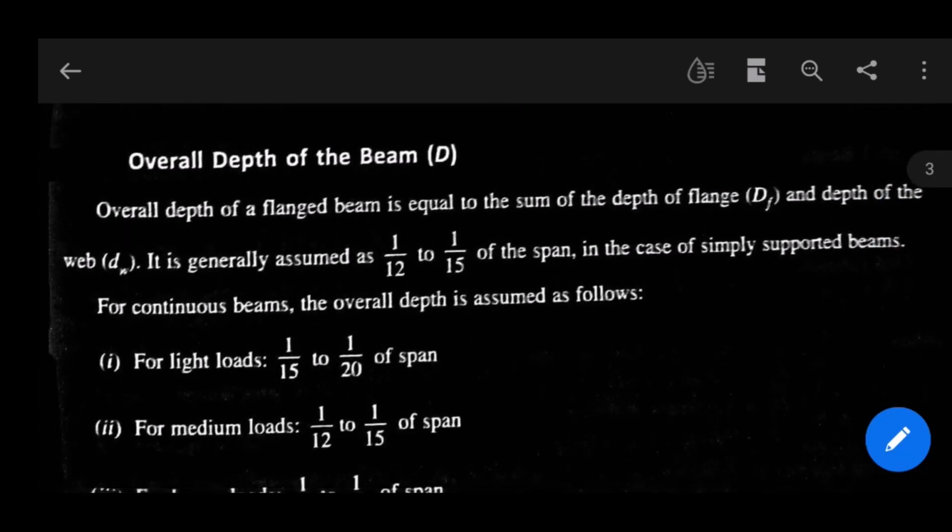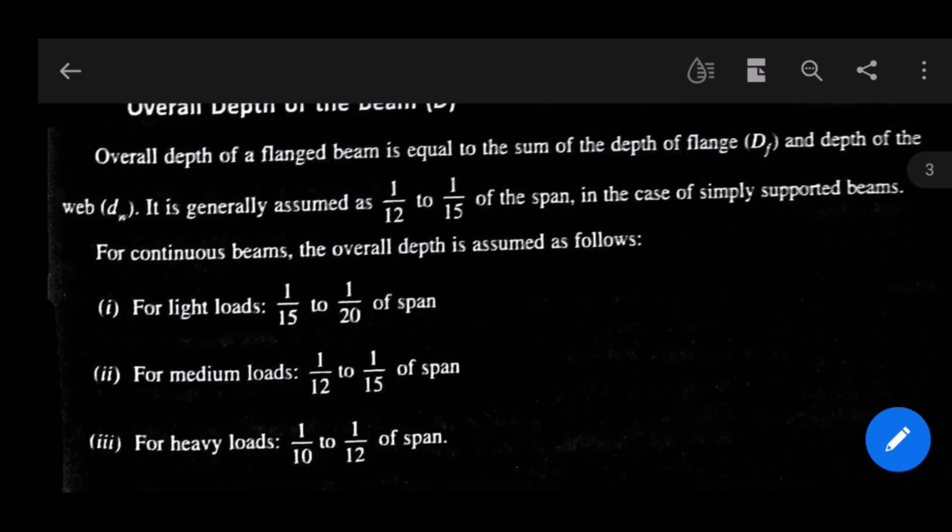Now the overall depth, that is capital D. The overall depth of a flanged beam is equal to the sum of the depth of flange Df and the depth of web Dw. It is generally assumed as 1/12 to 1/15 of the span in case of simply supported beams, but for continuous beams the overall depth is assumed as follows: for light loads 1/15 to 1/20 of span, for medium loads 1/12 to 1/15 of span, and for heavy loads 1/10 to 1/12 of span. Okay.